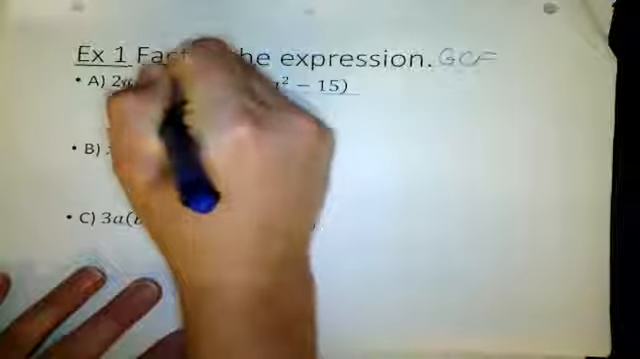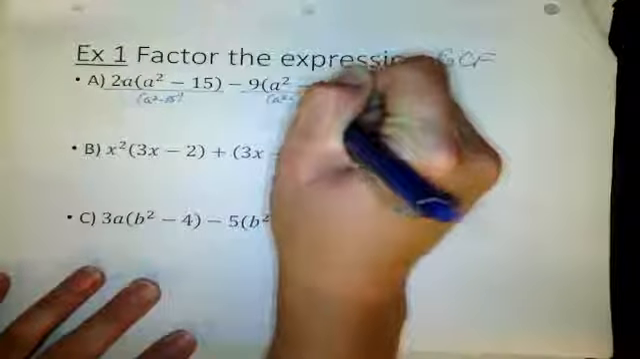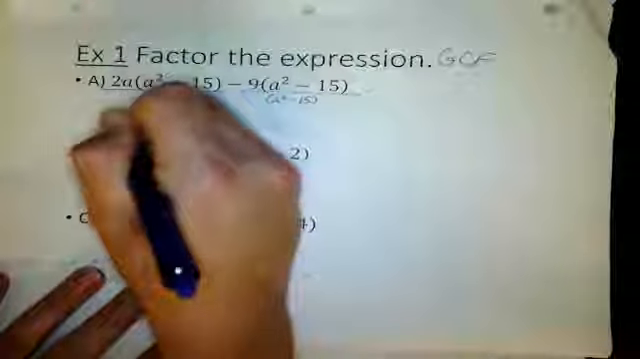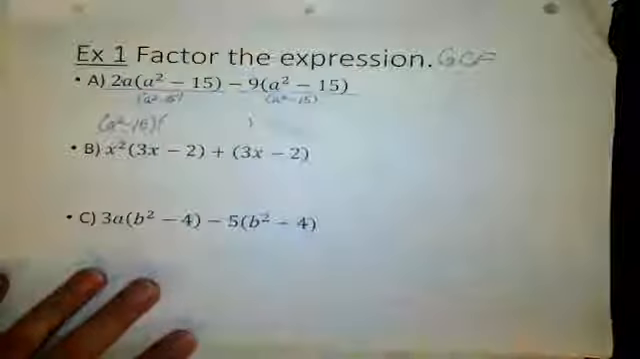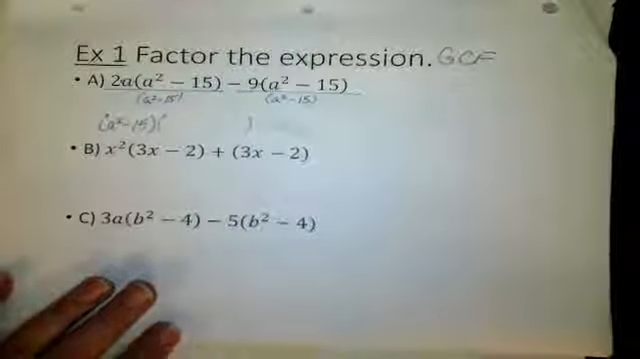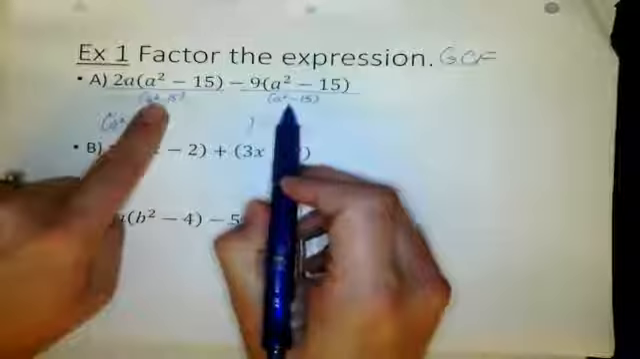Sure. A squared minus 15. They both have an a squared minus 15. So I am going to undistribute that and see what's left behind. So undistributing is the same as dividing. So I am dividing it out.